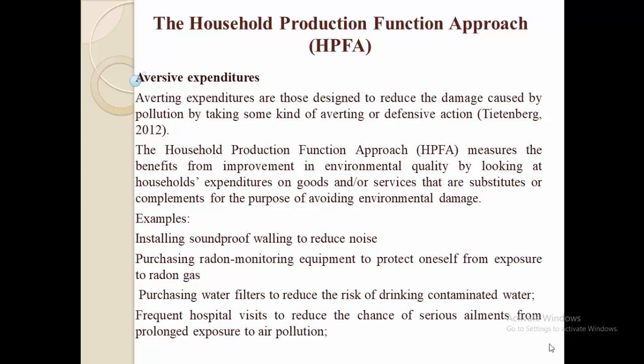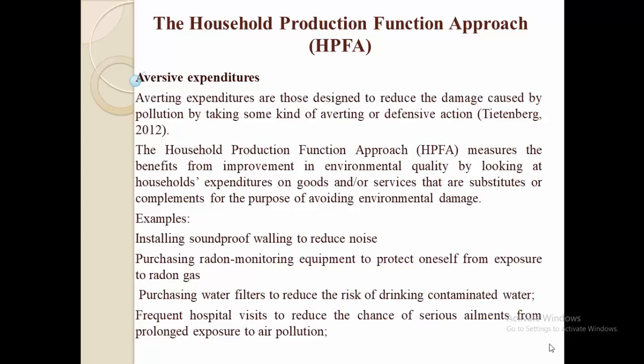Averting expenditures are those designed to reduce the damage caused by pollution by taking some kind of averting or defensive action. It means that the household spends some amount of money in order to escape environmental damage, in order to stop environmental degradation. Such a payment is known as the averting expenditure.